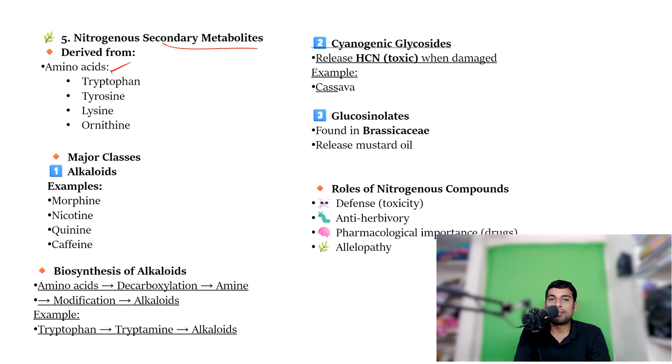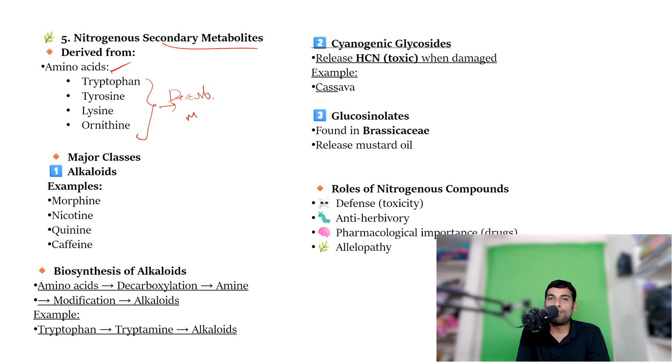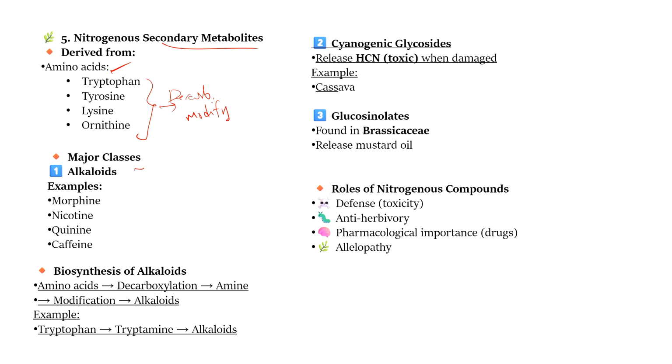These compounds contain nitrogen and they are derived from the amino acids. Biosynthesis. These amino acids are converted into nitrogenous secondary metabolites. The amino acids are tryptophan, tyrosine, lysine, ornithine. So these amino acids are converted through decarboxylation and modification reactions. Major groups, alkaloids.